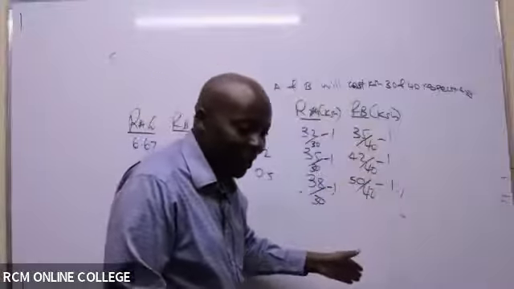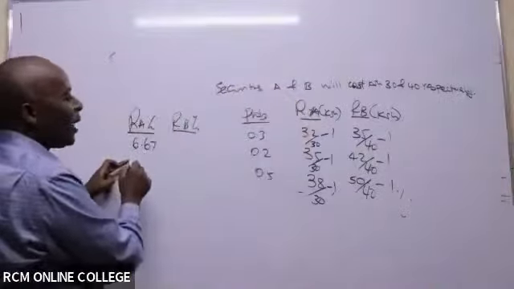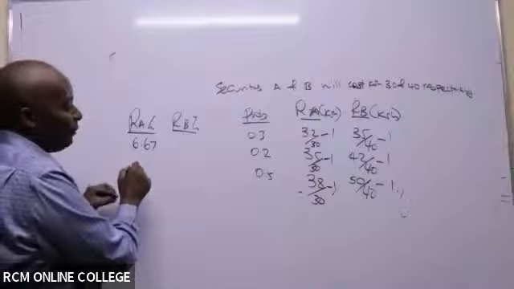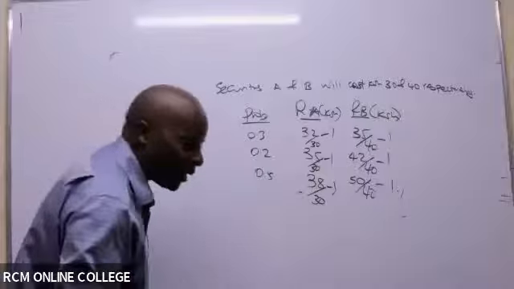Hivyo sasa. Sasa nipatie basi answer ya pili. Answer ya pili ni ngapi? 35 over 30 minus 1. So ya pili inakuwa 16.67.